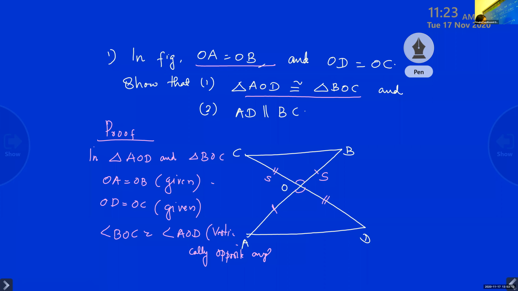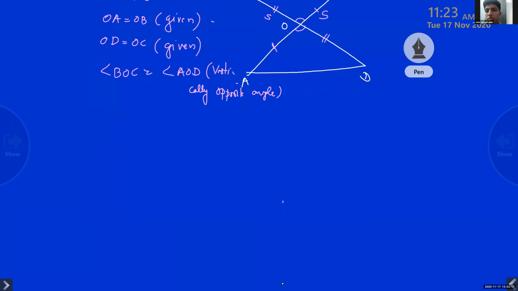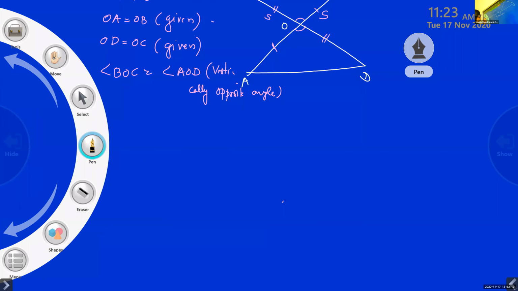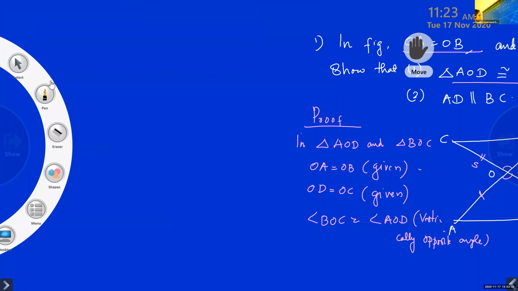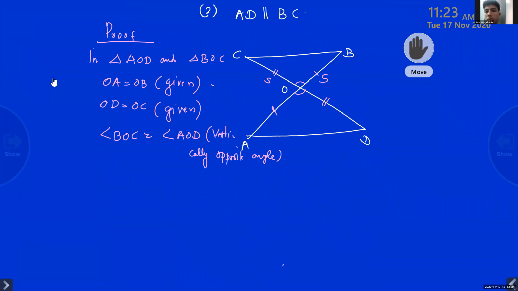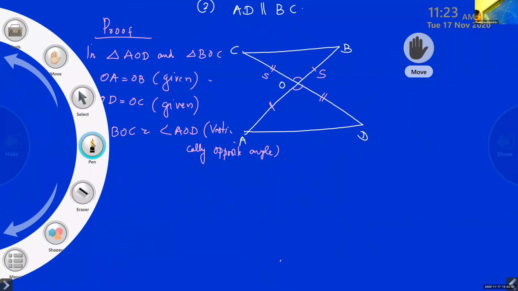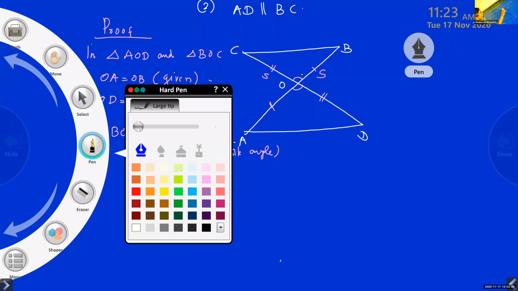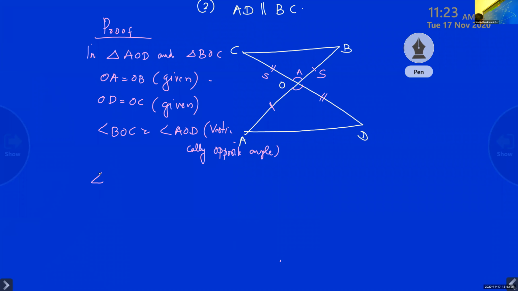Now, can you tell these two triangles are congruent now? Yes, ma'am. By which criteria, children? SAS. SAS, side angle side. So triangle AOD is congruent to triangle BOC by SAS criteria. So we proved the first one.